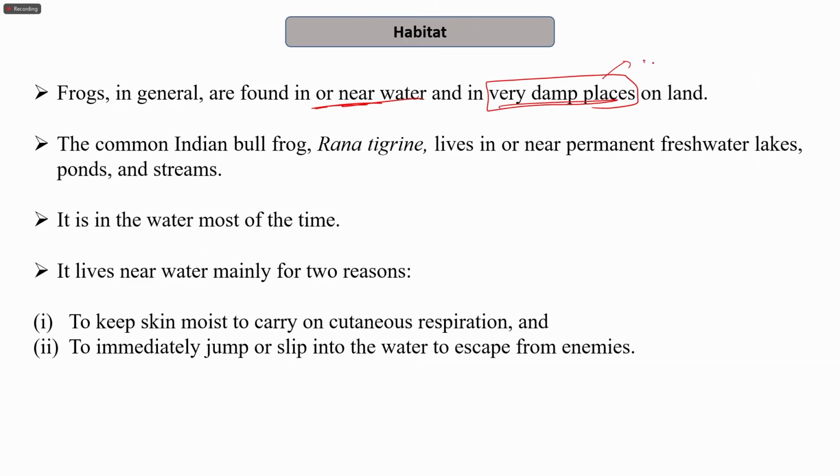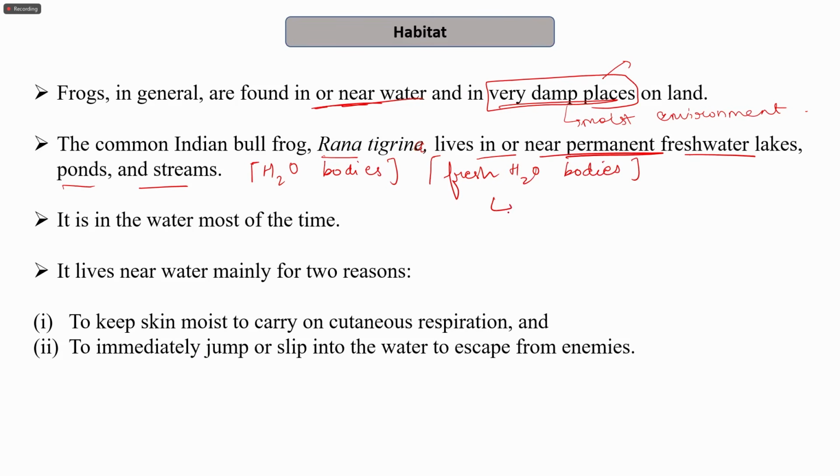They are usually found in moist environments, moist places, damp environments. The common Indian bullfrog, which is also known as Rana tigrina, lives in or near permanent freshwater lakes, ponds and streams. So it usually lives near water bodies, usually freshwater bodies.